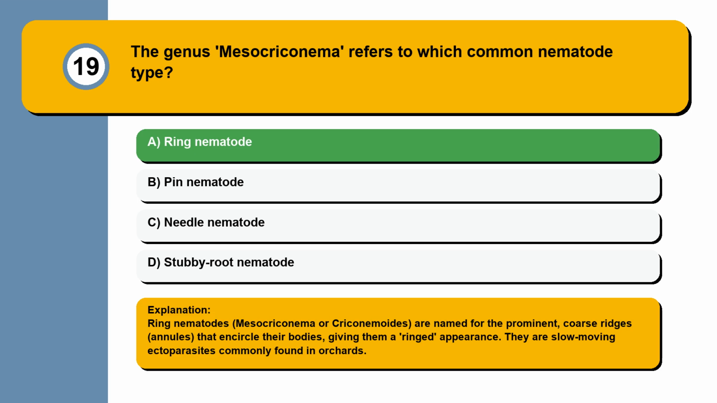Ring nematodes, Mesocriconema or Criconemoides, are named for the prominent, coarse ridges, annules, that encircle their bodies, giving them a ringed appearance. They are slow-moving ectoparasites commonly found in orchards.